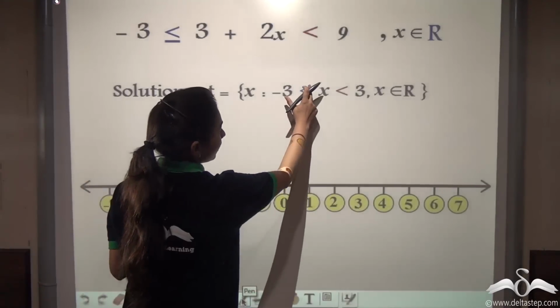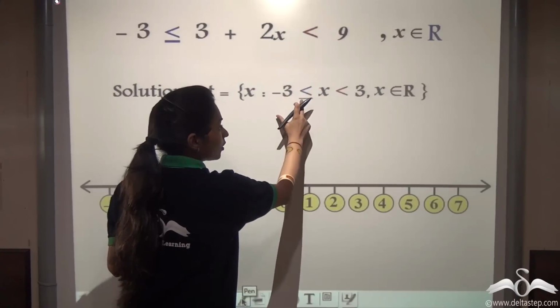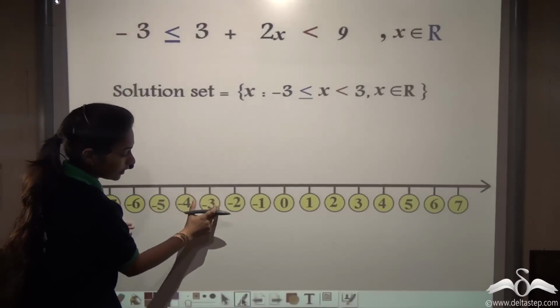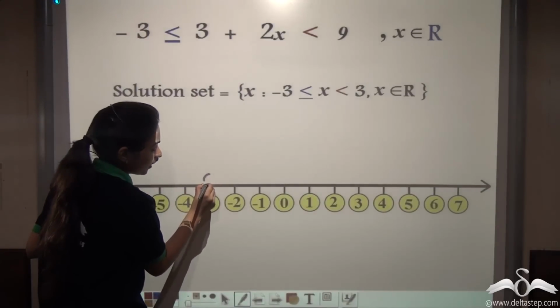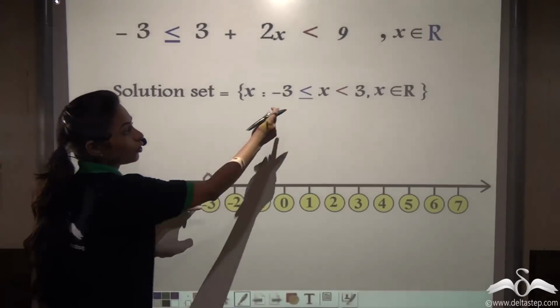Here, minus 3 is less than or equal to x, or you can say that x is greater than or equal to minus 3. So first locate minus 3 on the number line. You can see this is minus 3. First make an empty circle. Will it be an empty circle or a filled circle? Look at this and tell me.